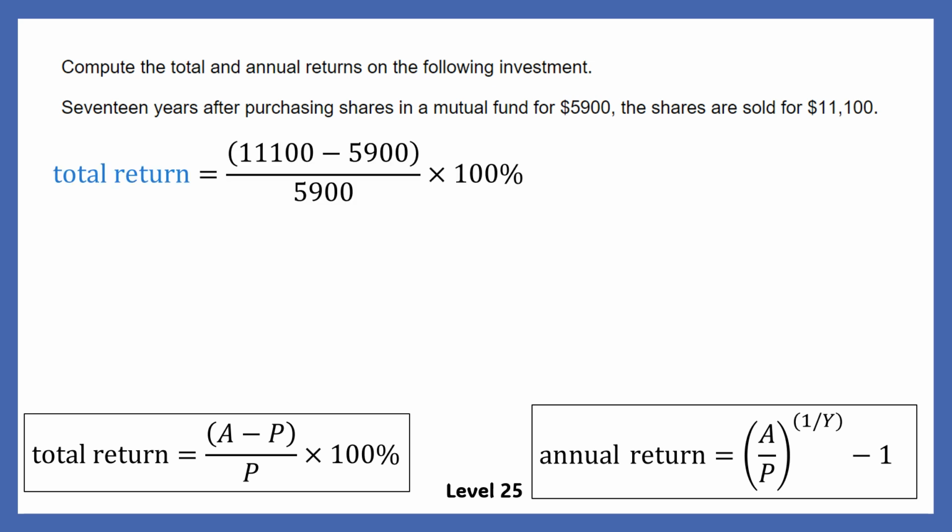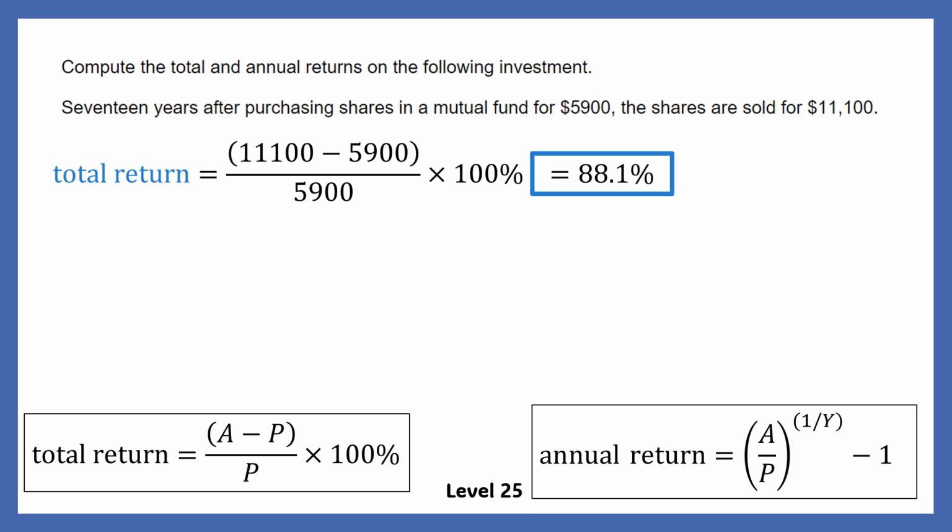Total return is kind of like percent change. We just take the amount we sold it for minus the amount we started with, and we divide it by the original amount, and then we multiply by 100 to turn it into a percent. That gives us the 88.1%. So that's a good return. That means we made 88.1% of our money on top of the money we started with. So we almost doubled our money. That's a good return. However, it's worth noticing that this did take 17 years. And so for 17 years, you had to wait for that to get to 88% profit.